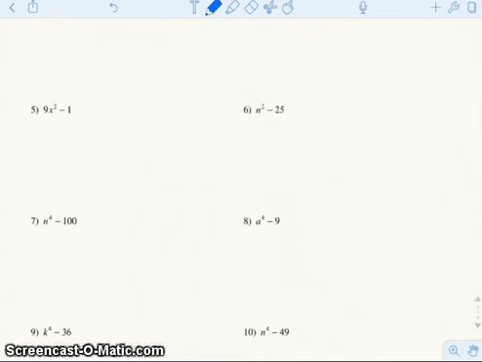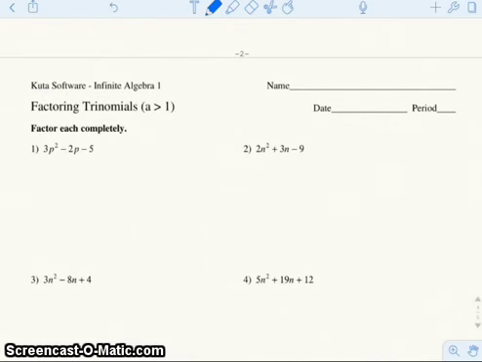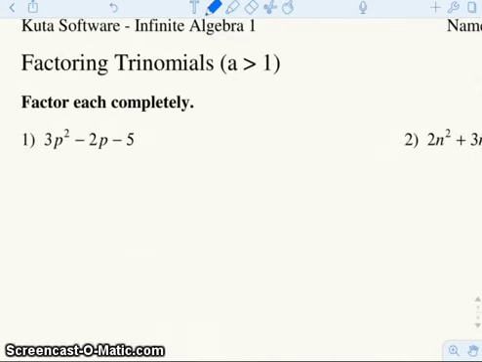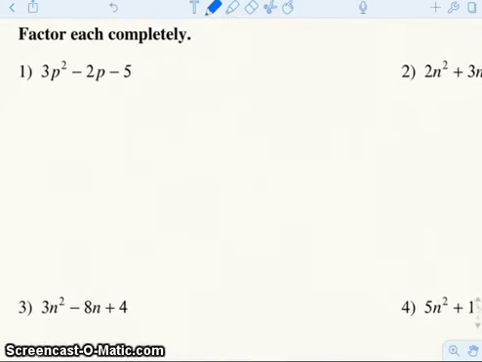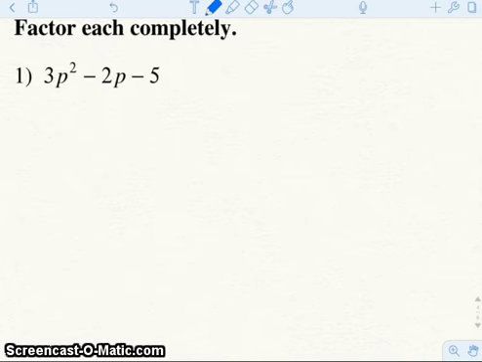So let me scroll to where it says factoring trinomials, a is greater than 1, and I'm going to do this example right here. In example number 1, it says 3p squared minus 2p minus 5, and I want to factor it completely. Well, in this case, I don't have a GCF, so that was the first question I had to ask myself. So it's a quadratic trinomial, my leading coefficient is not a 1, and there's no GCF. If I was following my chart, I'd be dumped into a special case category, and that's okay.